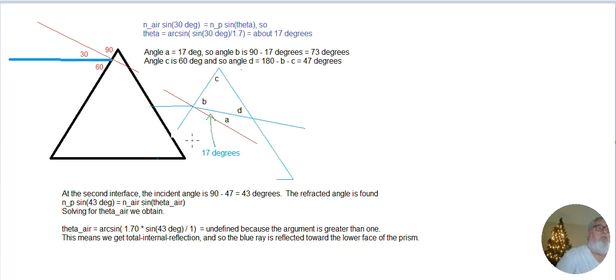Now let's take a look. What is the incident angle at the second surface? If this refracts in this direction, and this angle A here is about 17 degrees, we have a perpendicular here. That perpendicular is 90, so 17 plus what equals 90? That's 73 degrees, so angle B is 73 degrees. We know C is 60 degrees, so B plus C plus D has to equal 180. Solve for D and we come up with 47 degrees.